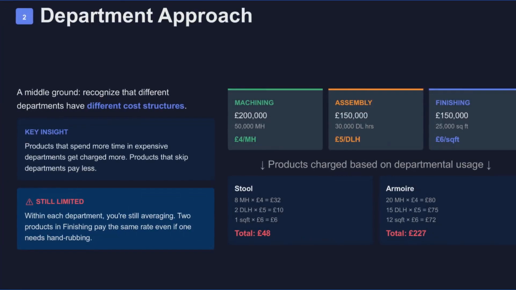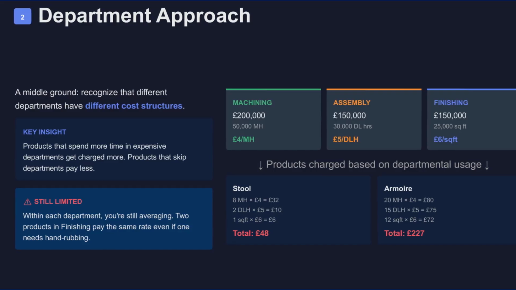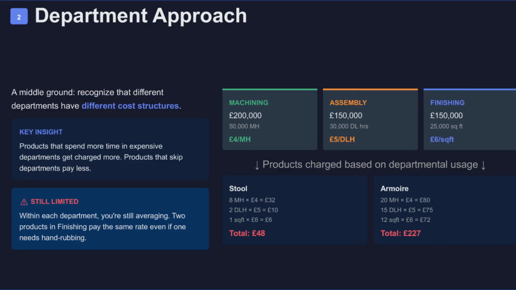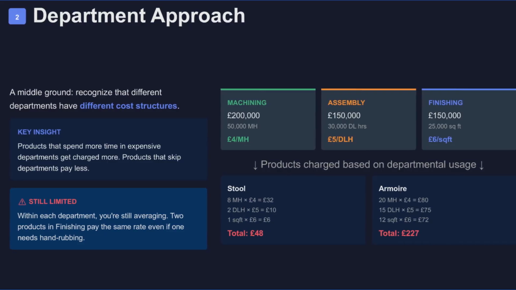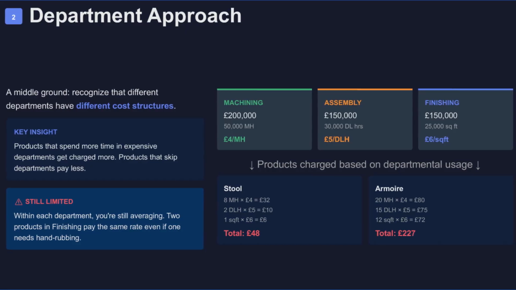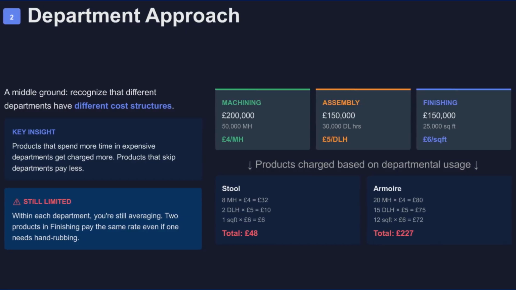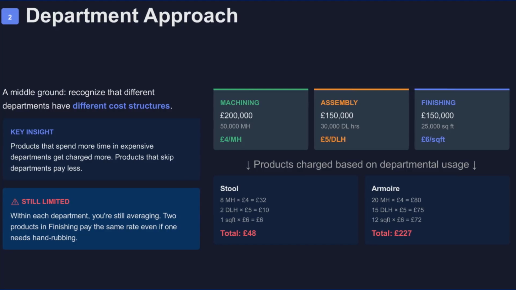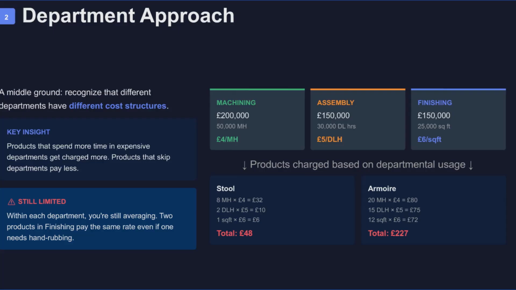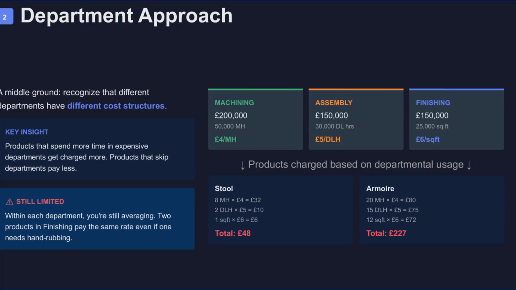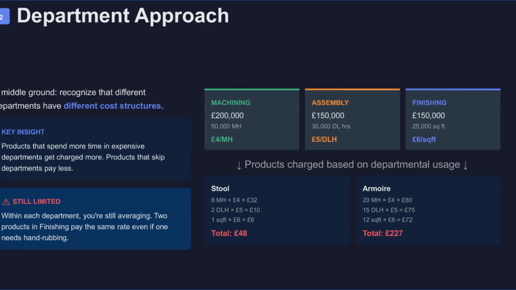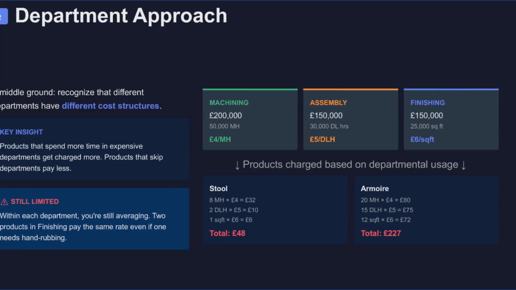Turning to the departmental approach, same furniture factory, but now split into 3 departments. Costs are allocated based on distinct departmental activities. Different departments have varied cost structures, so products using expensive departments incur higher charges. A product moving through all 3 gets charged based on how much it uses each department. The armoire that spends lots of time in finishing gets charged more there. The stool that's mostly machined gets charged more in machining.